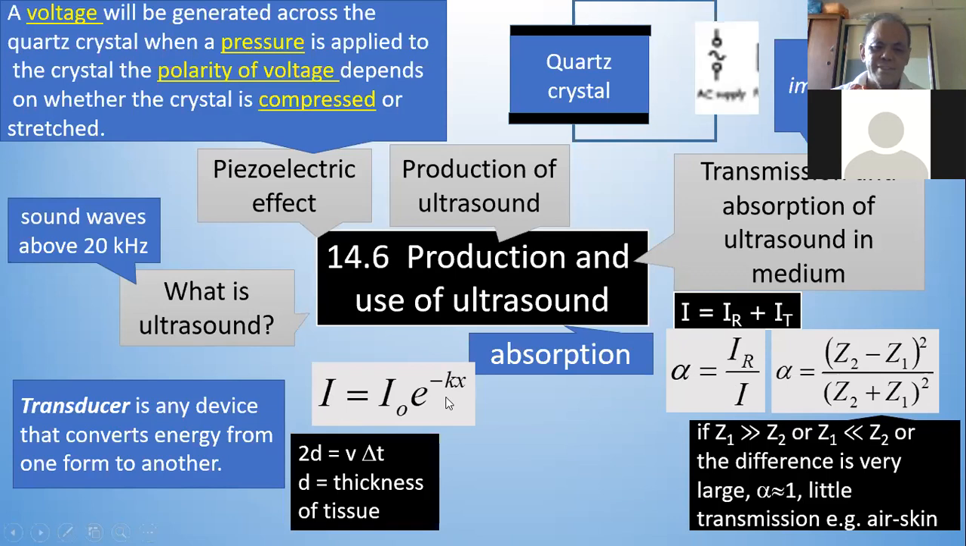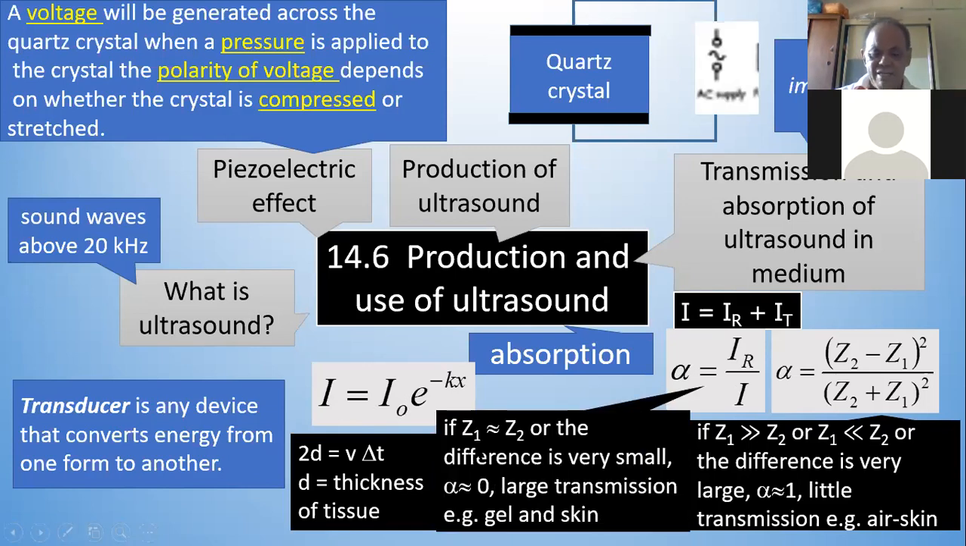And for absorption, we will use this formula. Right? This is the original intensity before it enters the medium. This is the intensity after passing through the medium. And there's the absorption coefficient. And then we can also calculate the thickness of the medium. That's the speed of ultrasound in the medium. That's the time for the ultrasound to go in and out. D is the thickness of the tissue. Right? We'll be using all these formulas today, this morning.